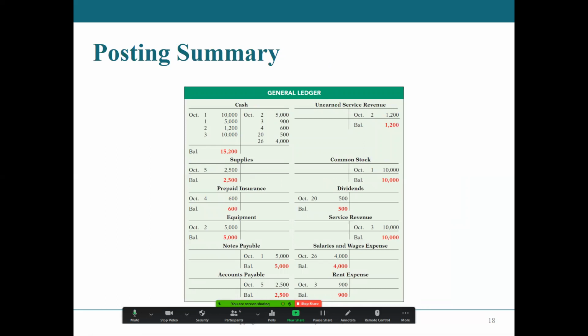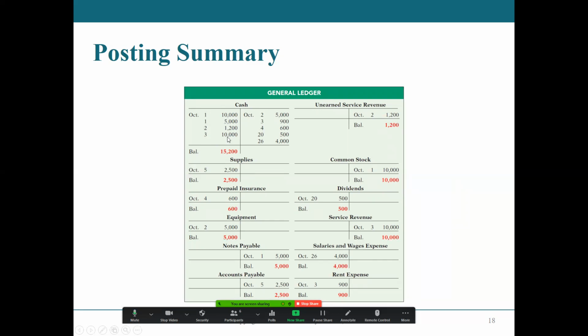So, and then here's a summary of our posting. So now you can see all these transactions we posted to cash. At the end, each of these accounts has a balance. So cash, we would say the cash account has a debit balance of 15,200. You can't say a positive balance or a negative balance, just that it has a debit balance. The way we find this balance is we add up both sides, the debit side and the credit side, and then whichever side is bigger, we take that side and we subtract the smaller side from it.